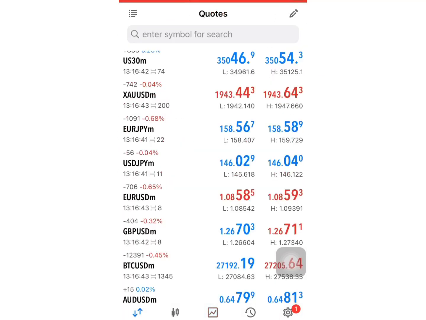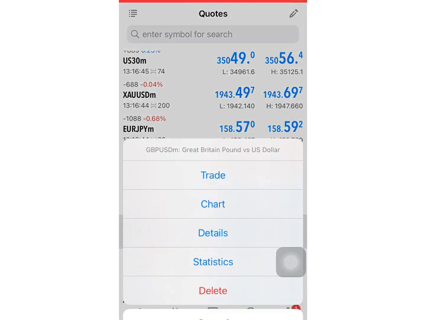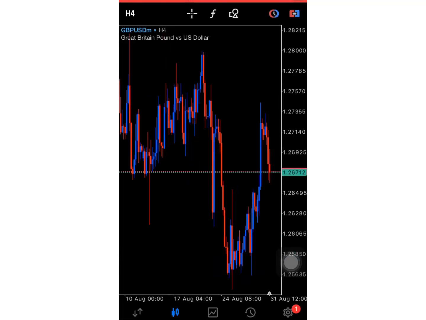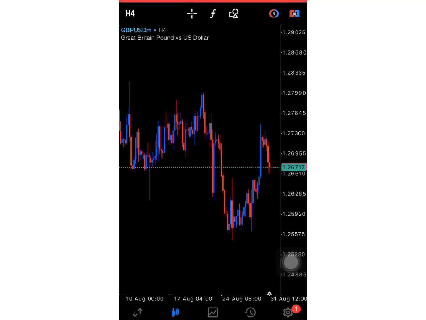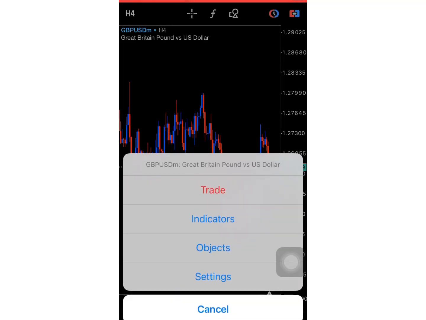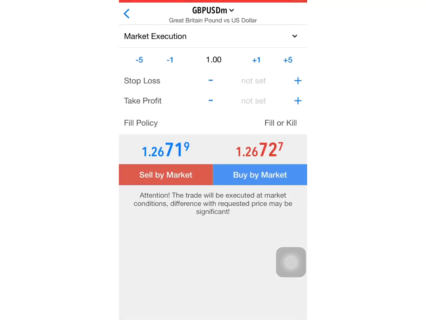Sorry, this one is an example I'm just showing you guys, right? So this is the chart right here. As you can see, this is the 4-hour time frame. I love to trade the 4-hour time frame, I like to analyze from the 4-hour time frame. So if I click trade right here, as you can see now, we have market execution. That's instant market execution, which I've already explained.